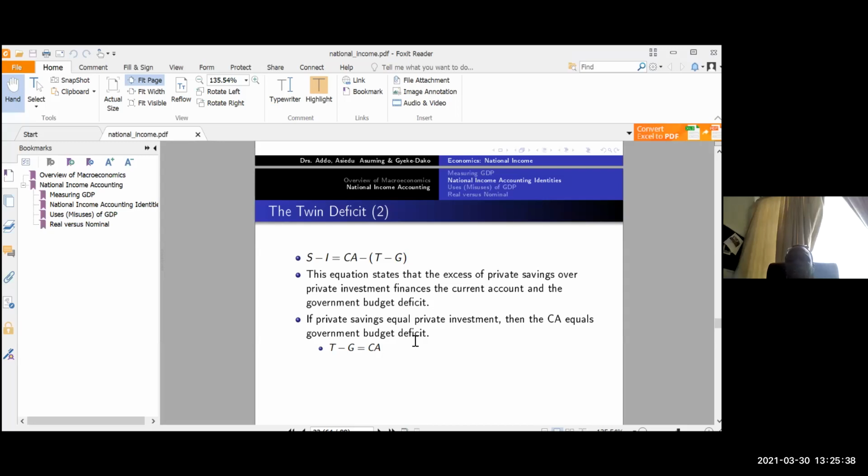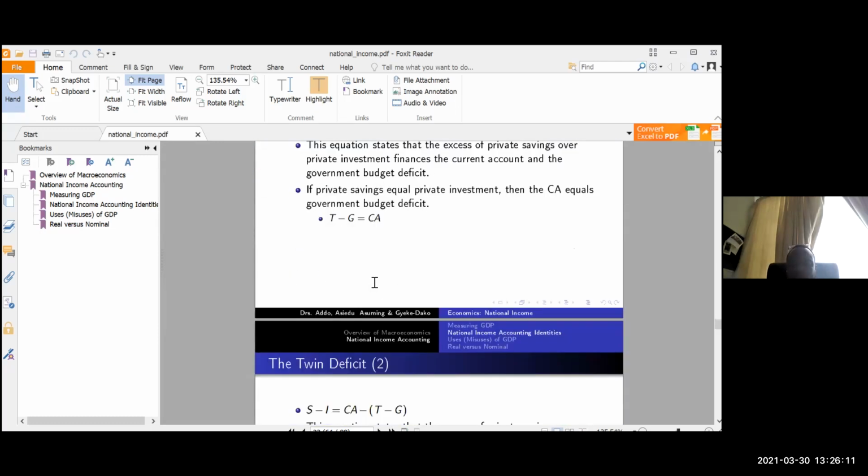So we have an issue there. The tax revenues will be less than the government expenditure. The government expenditure will be very high. So you are in a good position if the private sector has excess savings over investment, because that can go to finance these twin deficits: the deficit in the current account and the deficit in the budget.